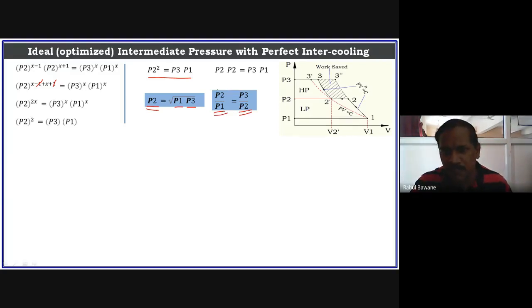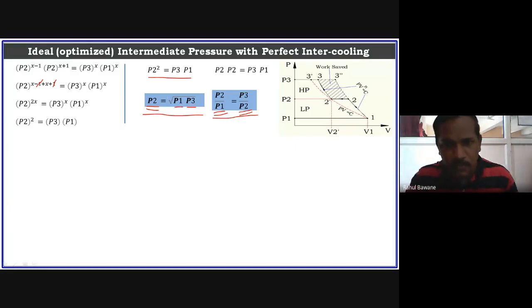So the LP cylinder pressure rise ratio is P2 upon P1. This is equal to the second stage ratio P3 upon P2. If there are more stages, then it will be P4 upon P3, another P5 upon P4, likewise. So if it is an ideal optimized intermediate pressure with perfect intercooling, then each stage pressure ratio remains constant. Okay, so these are very important interpretations of these two equations. Intermediate pressure is the square root of delivery and suction pressure.